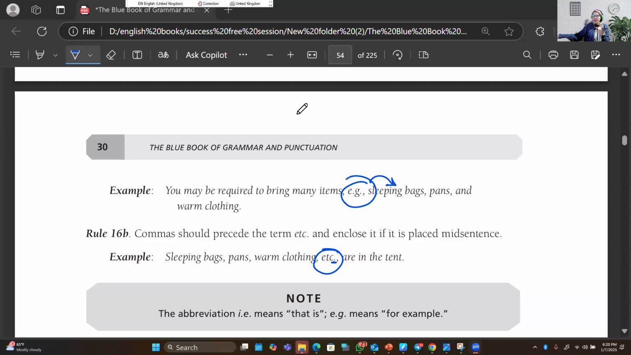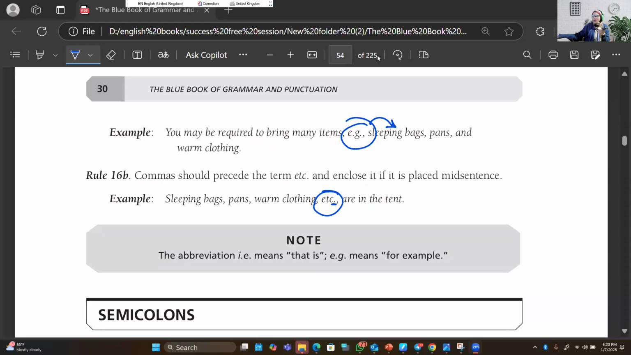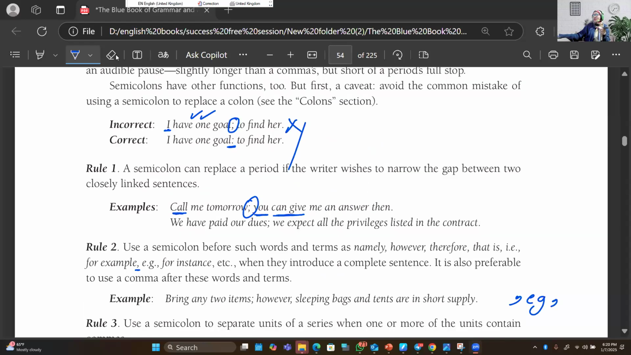Guys, did you get the difference? Please, I don't want you to get confused. Any questions? We're not confused. Alhamdulillah. Perfect. No. No, miss. Perfect. Cool. Okay.